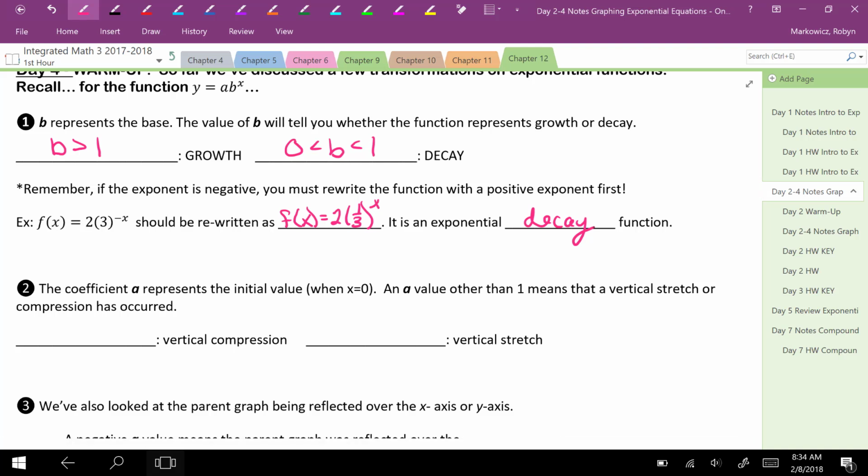All right, the coefficient A represents our initial value, so when x equals 0. An A value other than 1 means a vertical stretch or compression. When do we have a compression? Good. When the absolute value of A is between 0 and 1. And when do we have a stretch? When the absolute value of A is greater than 1.